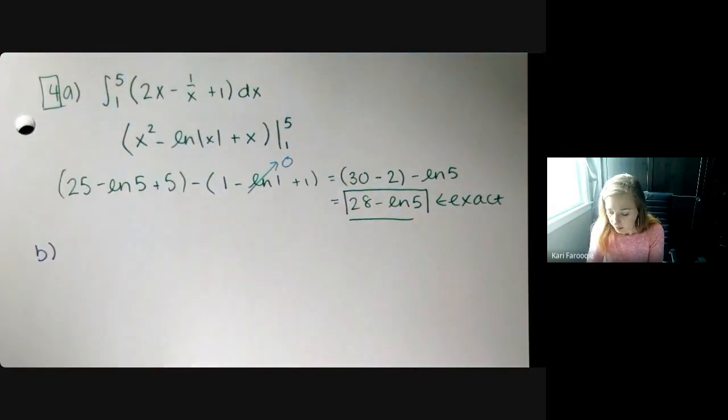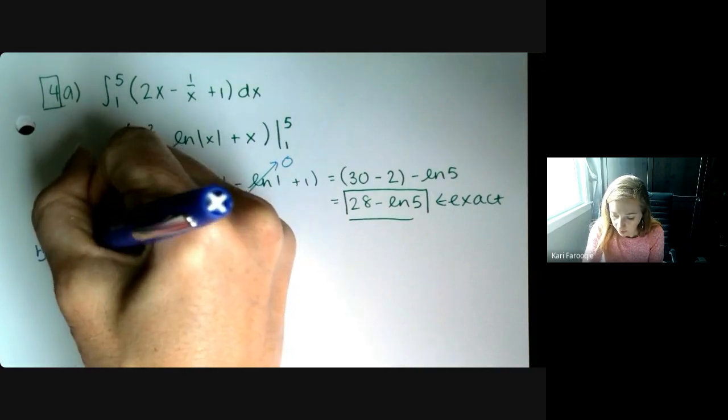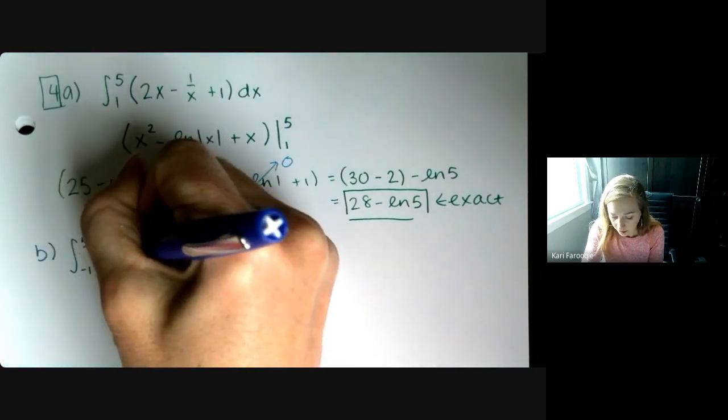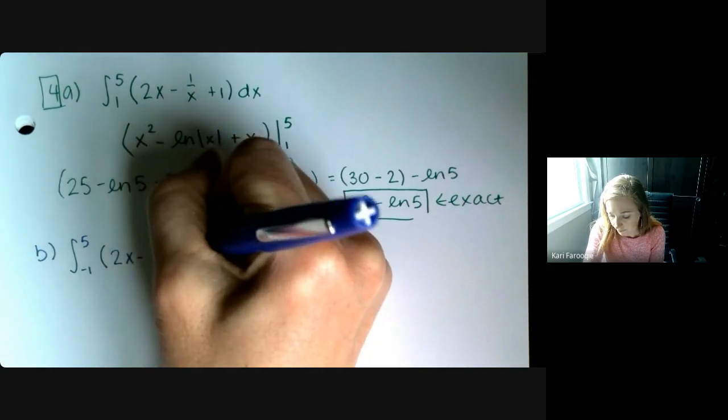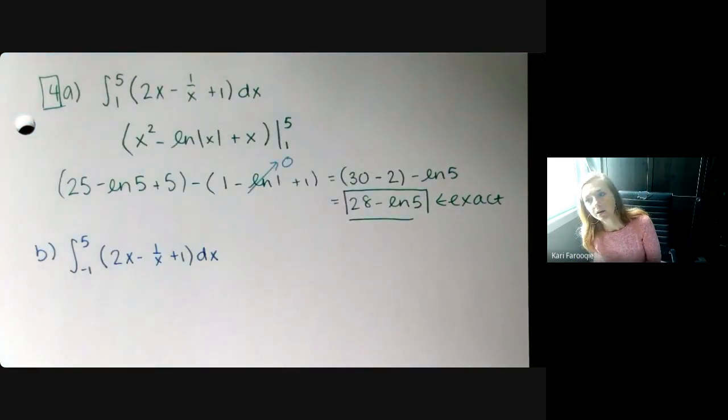So B is going to go from -1 to 5, but we're going to take the integral of the same exact function. And if you're wondering, why would we do this? Well, I'm going to show you why.